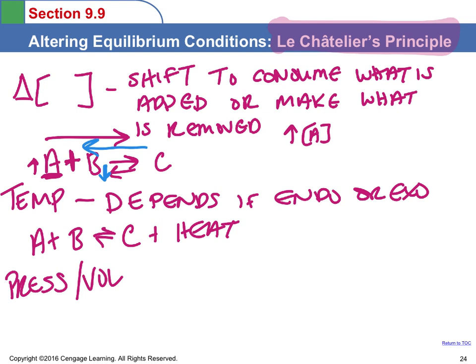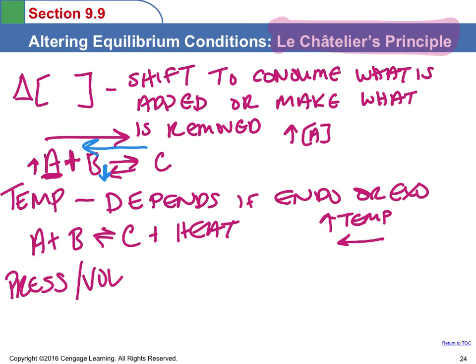So now if I increase temperature, it's like saying I'm increasing the amount of product, which means the reaction is going to use up that product and make more reactant. So it would shift to the left.